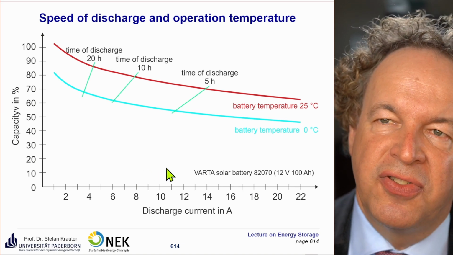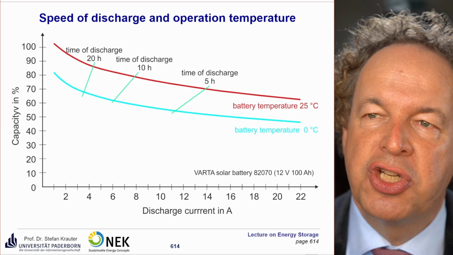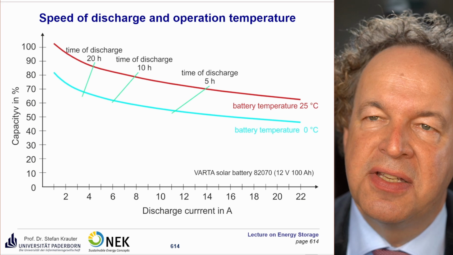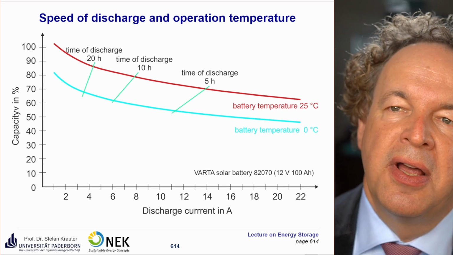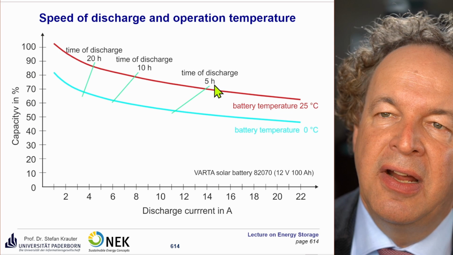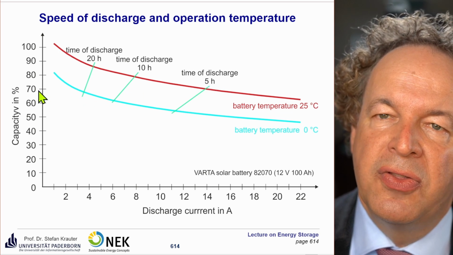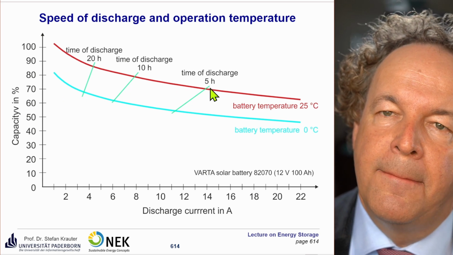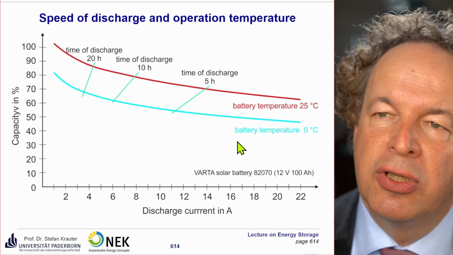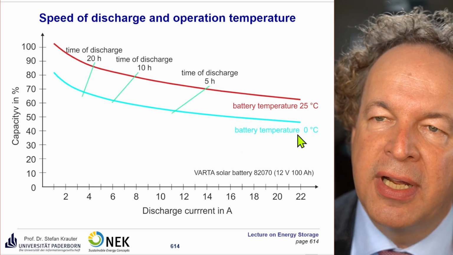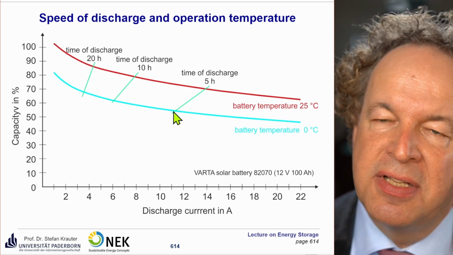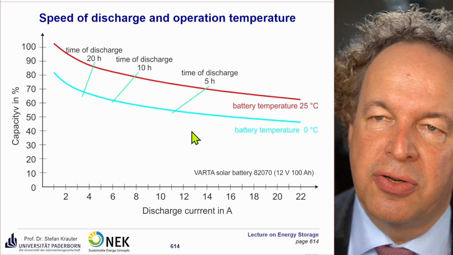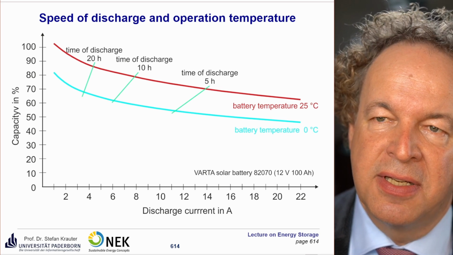Here you see the speed of discharge and operation temperature. If you discharge a battery very quickly, then the usable capacity is reduced. So you see here, if you discharge, for example, within 5 hours only, you have a usable capacity in the vicinity of 70%. If you use colder batteries, like often in car batteries in the morning, then the usable capacity is even reduced. It doesn't affect lifetime. Contrarily, if you have higher temperature, then lifetime is shortened, but capacity is increasing a little bit.